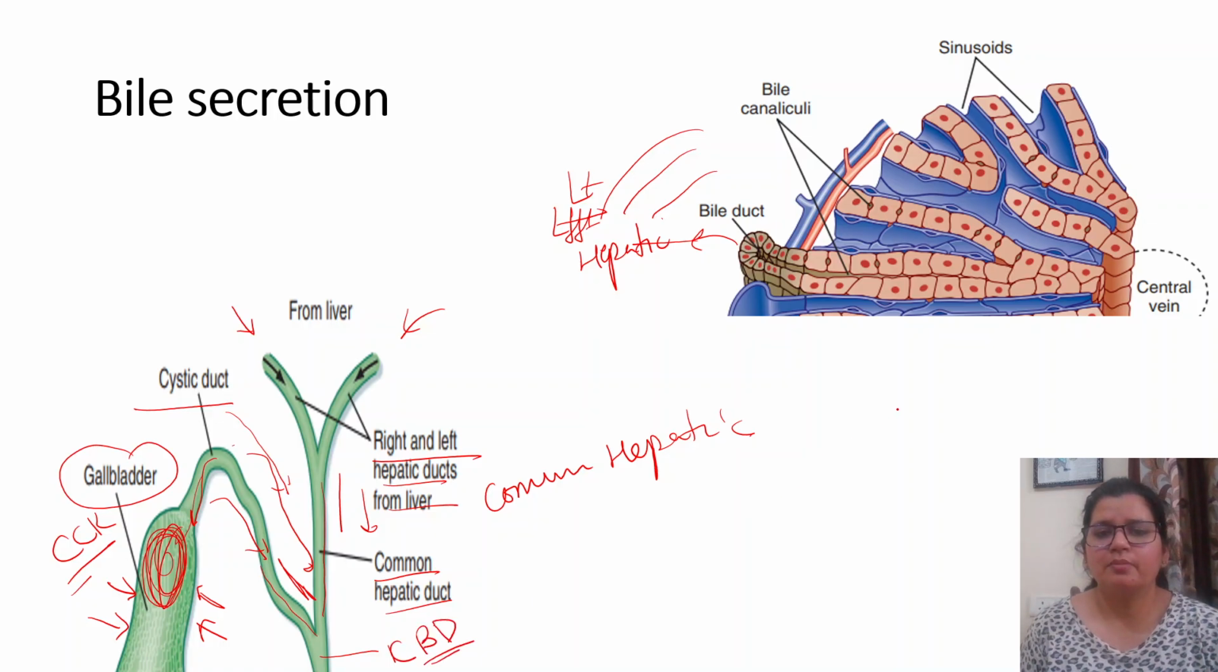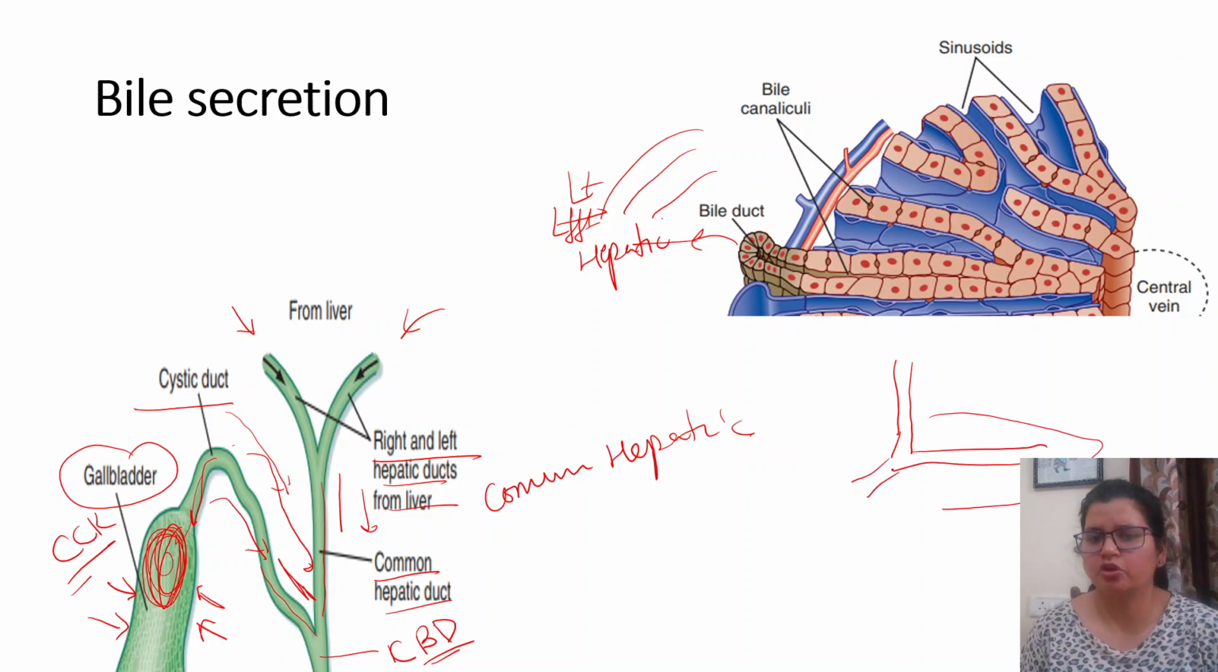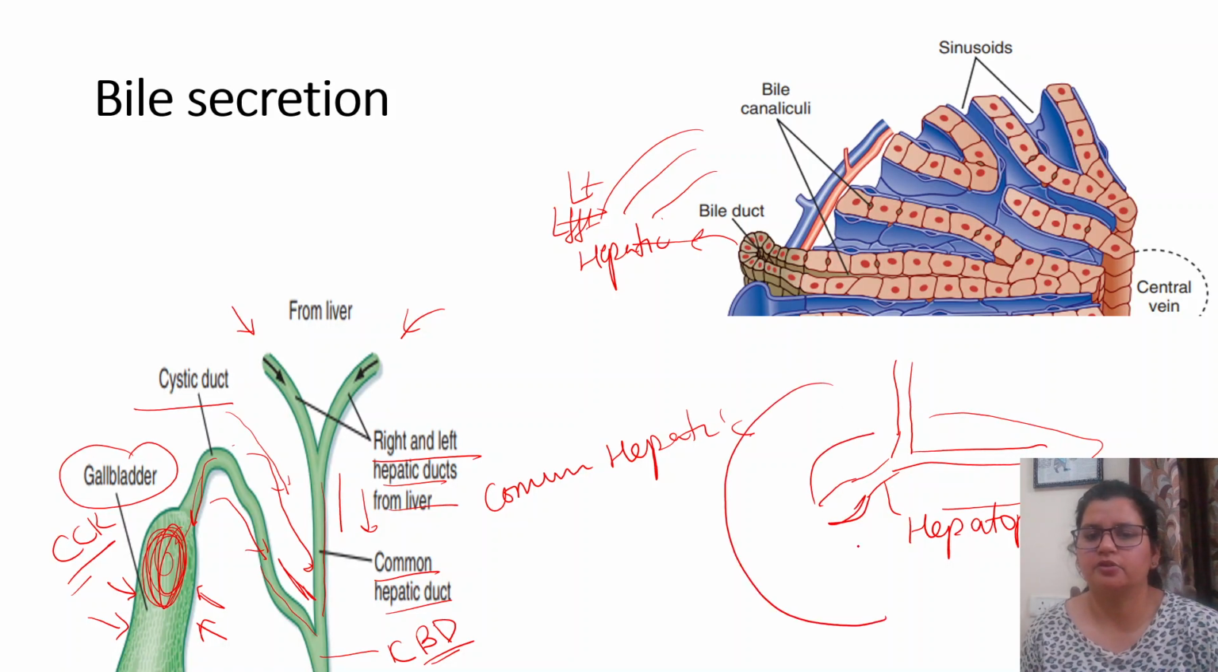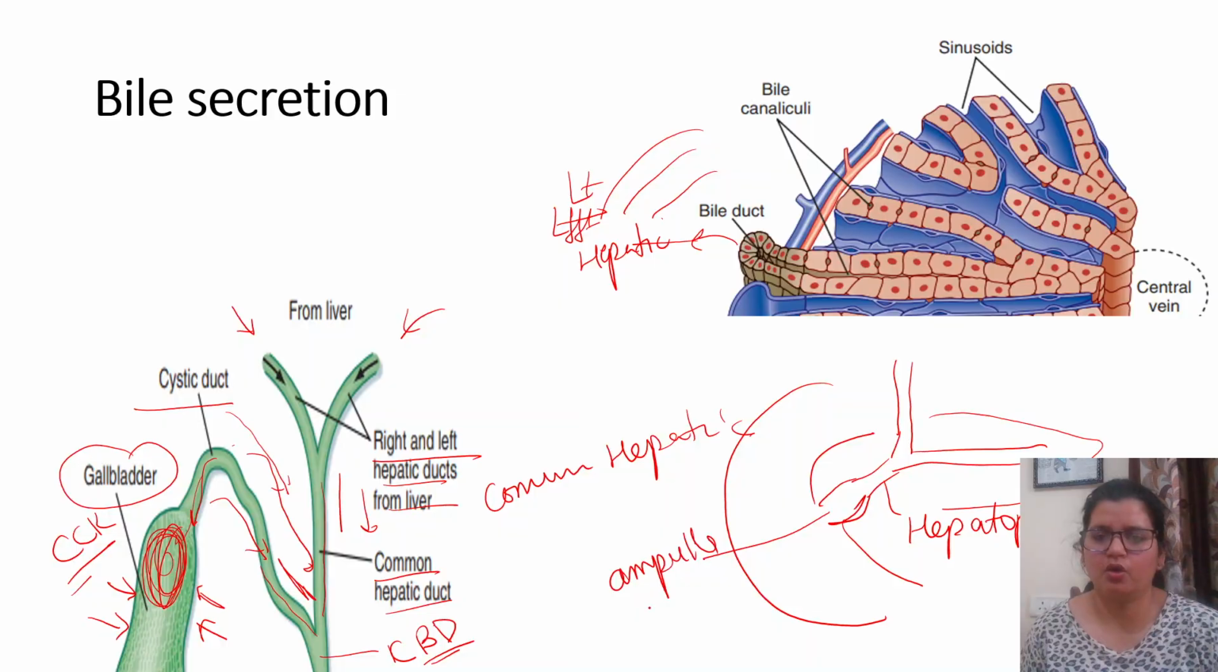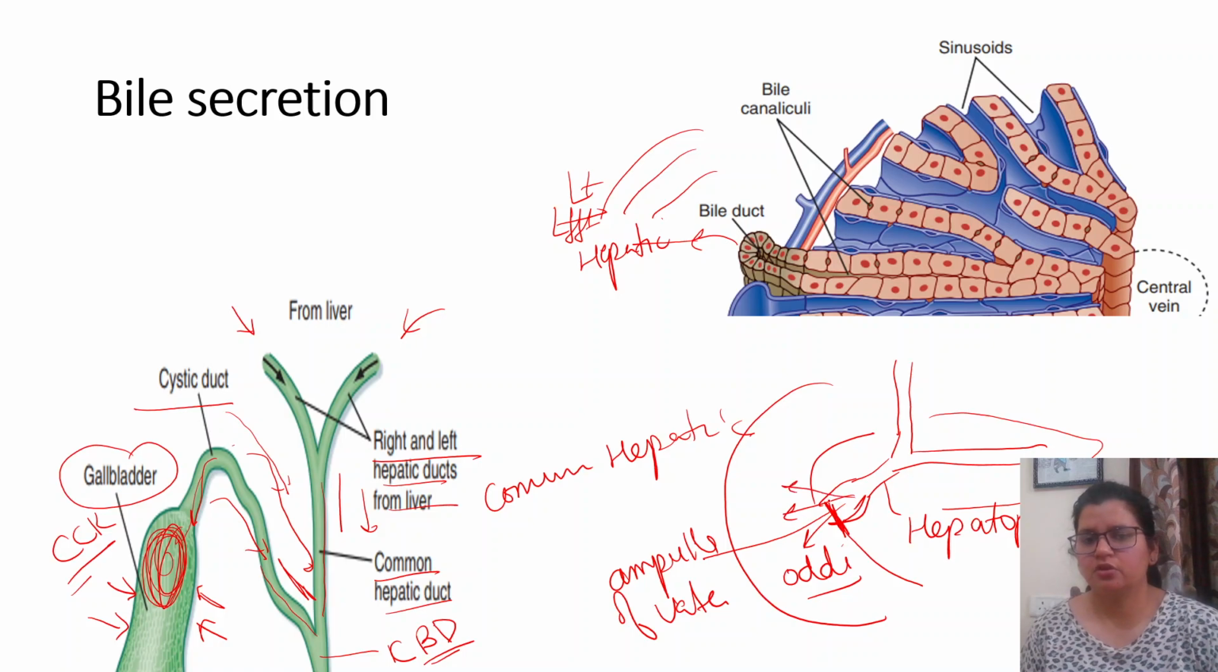Now the common bile duct runs downward, and here we have the pancreas. So this is the pancreatic duct; both will join to form the hepatopancreatic duct, and ultimately this duct will open into the duodenum, and this opening is called the ampulla of Vater, which is guarded by a sphincter called the sphincter of Oddi. So that's how bile is poured into your duodenum.